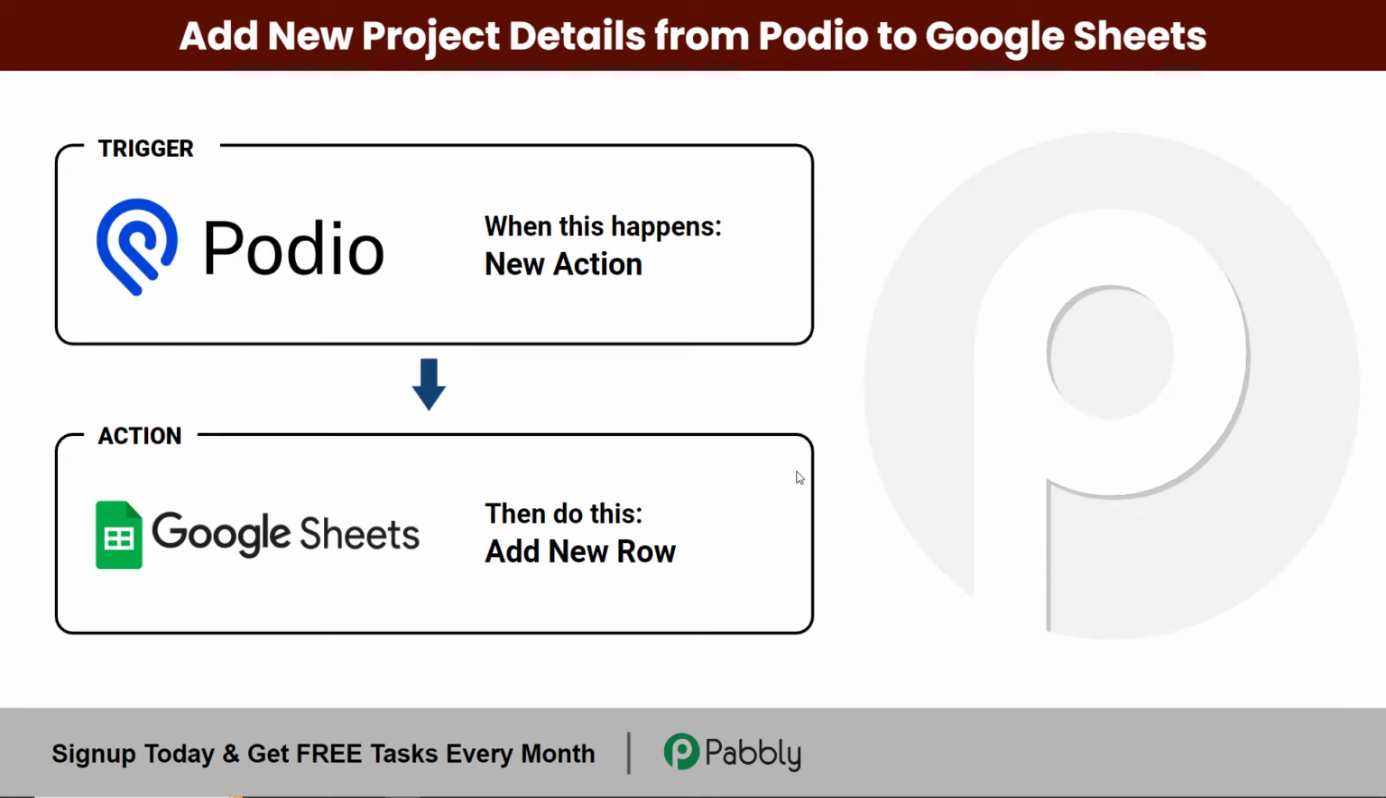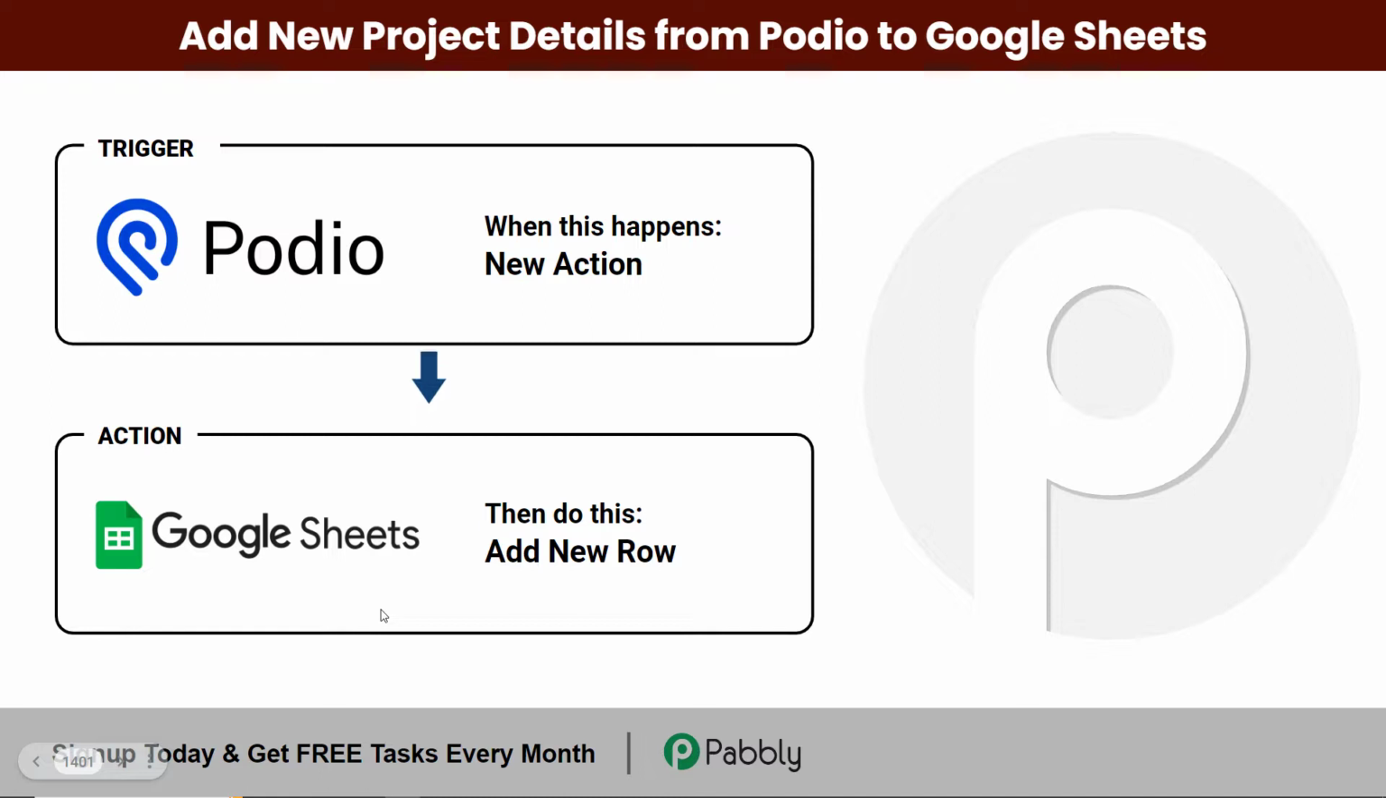In this video, we are going to understand how to add new project details from Podio to Google Sheets. Now, we all know that Podio allows a lot of features that includes organizing team communication, business processes, data and content in project management workspaces according to project needs, etc. So here we are going to create a new project. So every time a new project is created inside Podio, then automatically the details of that particular project should be added as a new row in our Google Sheet.